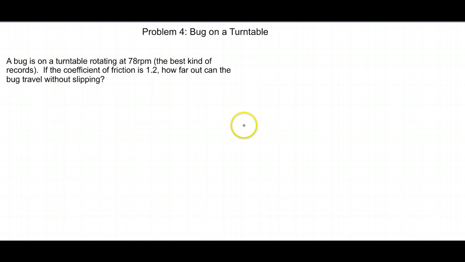So we have another friction problem. We have a coefficient of friction of 1.2, a bug on this turntable, and we're asked to find how far out the bug can travel without slipping.